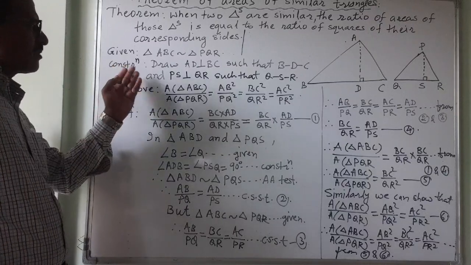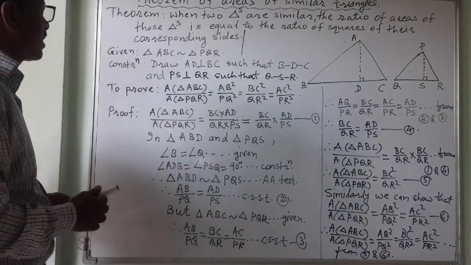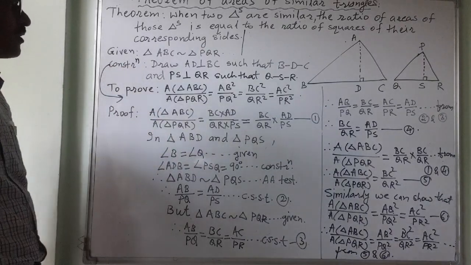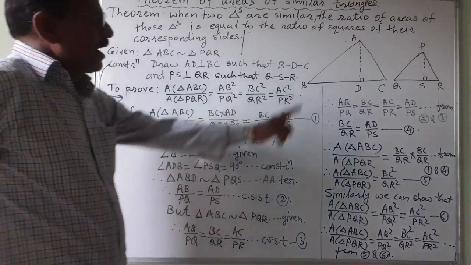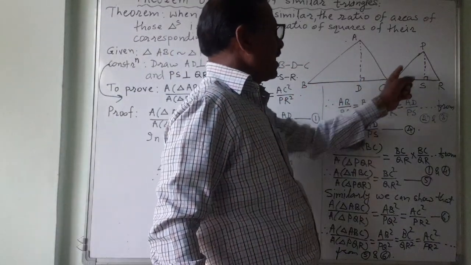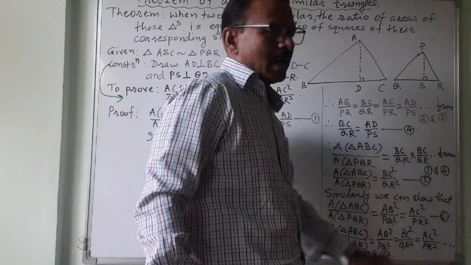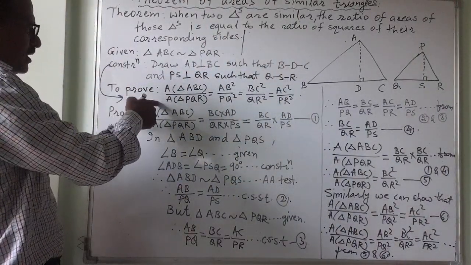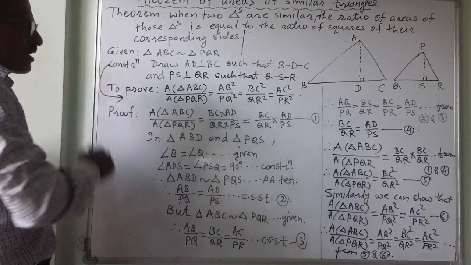I have done some construction. This step I would have written here. Construction: draw AD perpendicular to BC and PS perpendicular to QR. Note this: the to prove is this, and then the construction step will come here.